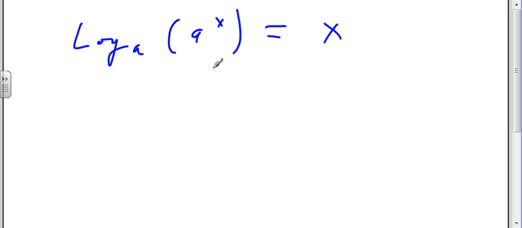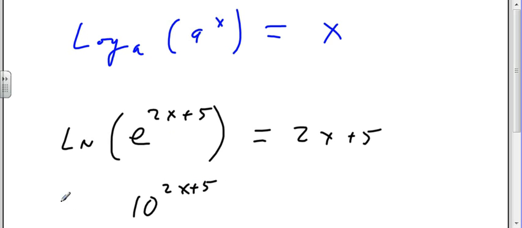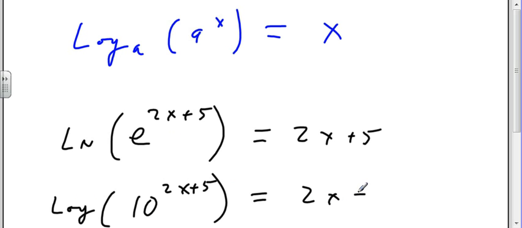The log base A of a to the x is going to be x. This is going to be important, because if we have something like e to the 2x plus 5, and I take the natural log of it, then that's just going to be 2x plus 5. So that's going to be a way to get rid of exponentials. And if I had 10 to the 2x plus 5, and I took the common log of it, then I'd end up with 2x plus 5, and I'm going to be using that often to solve problems.